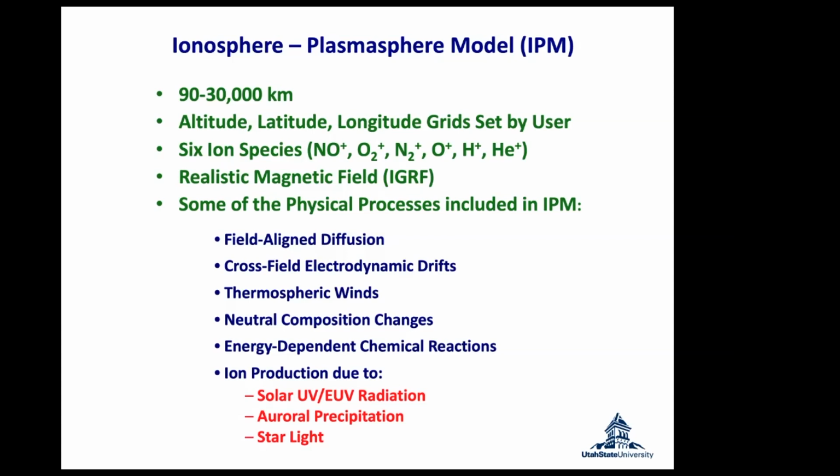Some of the physical processes included in the IPM are field-aligned diffusion, cross-field electrodynamic drifts, thermospheric winds, neutral composition changes, energy-dependent chemical reactions, and ion production due to solar UV and EUV radiation, aurora precipitation, and starlight. Actually, the production due to starlight is important in the E region at night.